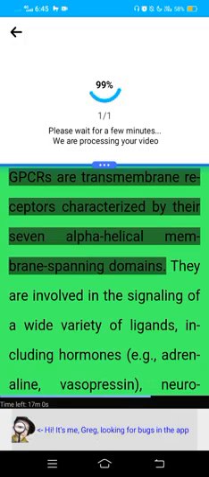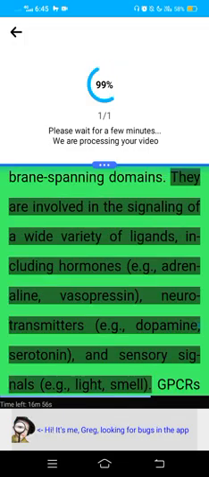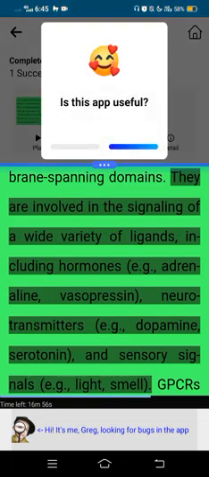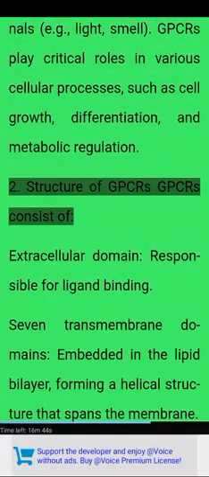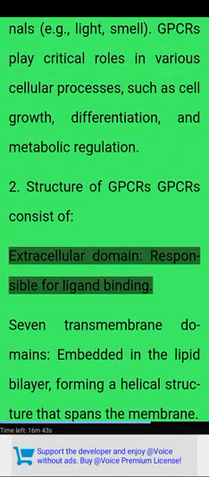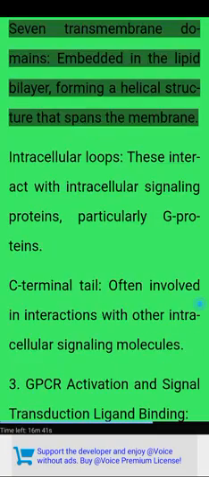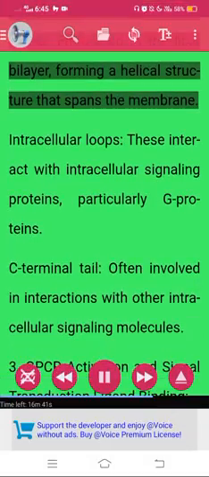GPCRs are transmembrane receptors characterized by their 7 alpha helical membrane spanning domains. They are involved in the signaling of a wide variety of ligands, including hormones e.g., adrenaline, vasopressin, neurotransmitters e.g., dopamine, serotonin, and sensory signals e.g., light, smell. GPCRs play critical roles in various cellular processes, such as cell growth, differentiation, and metabolic regulation. 2. Structure of GPCRs. GPCRs consist of extracellular domain, responsible for ligand binding. 7 transmembrane domains, embedded in the lipid bilayer.